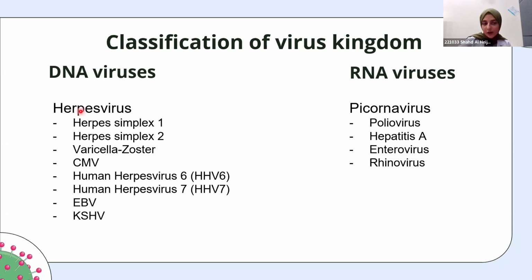Under DNA, under herpes, we have herpes simplex 1, which is HSV1, HSV2, varicella, cytomegalovirus, HHV 6, 7, EBV, and so on. All those are under herpes virus. Under picornavirus, we have poliovirus, hepatitis A, enterovirus, and rhinovirus. Let's take them one by one. Let's start with the herpes virus.